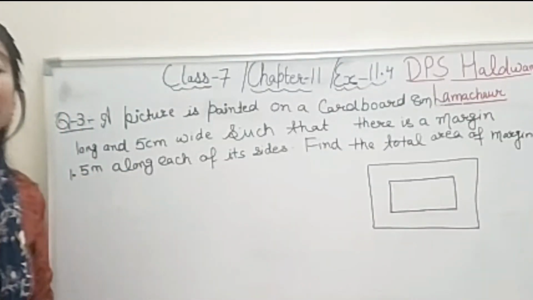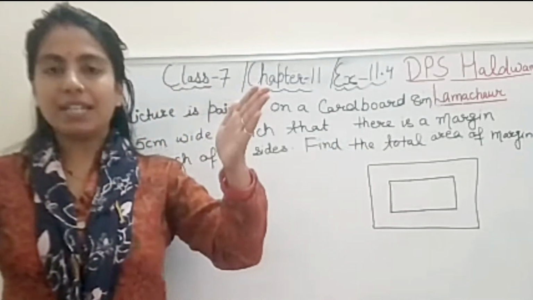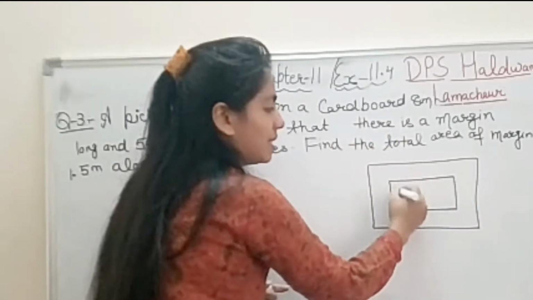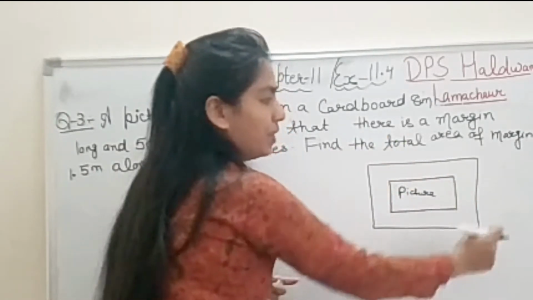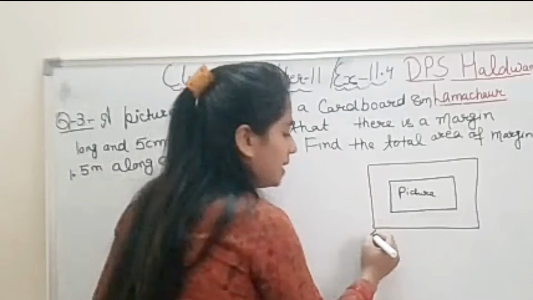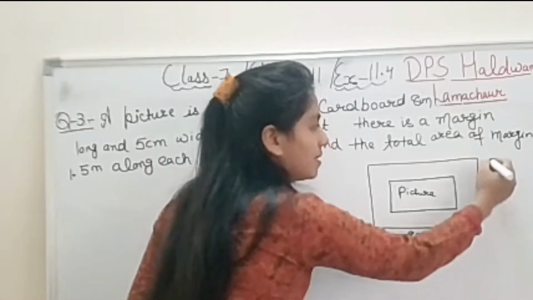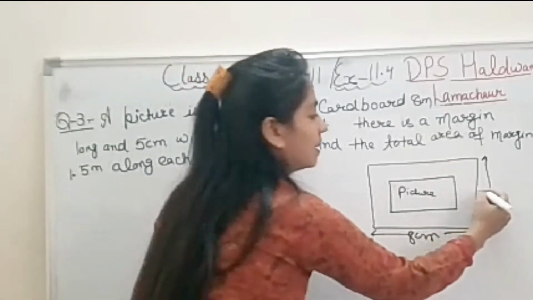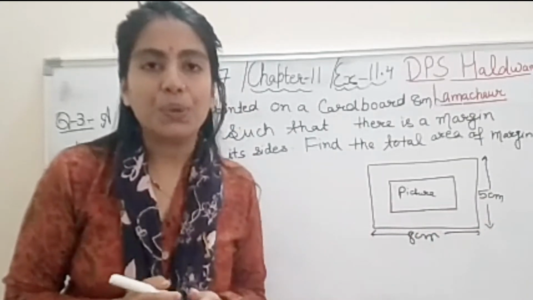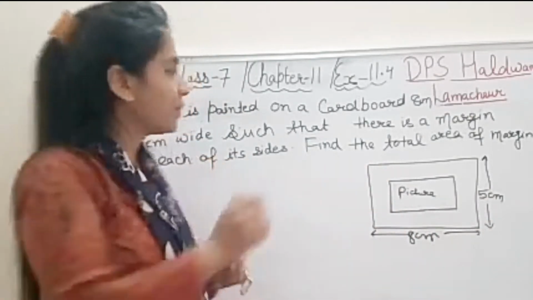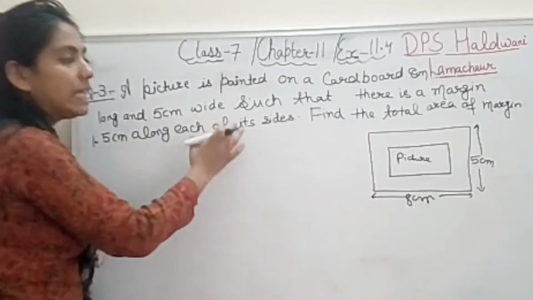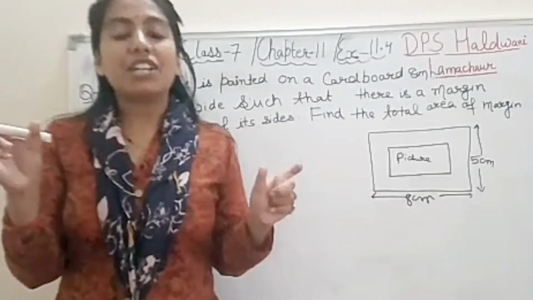A picture is painted on a cardboard. One cardboard is there and you have drawn a picture. This is a cardboard and this is the picture you have made on it. Right student? The cardboard length is given to you as 8 centimeter and breadth is 5 centimeter. On the cardboard you made this picture such that there is a margin of 1.5 centimeter along each of its sides. Margin means a border.